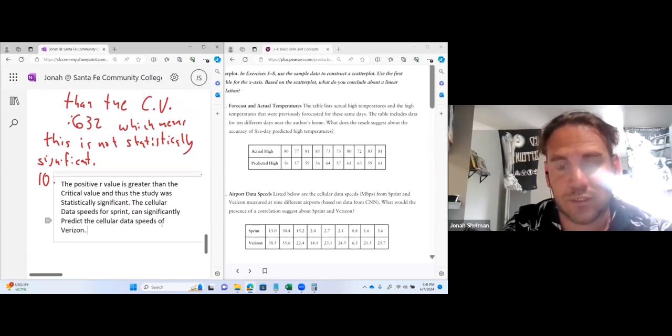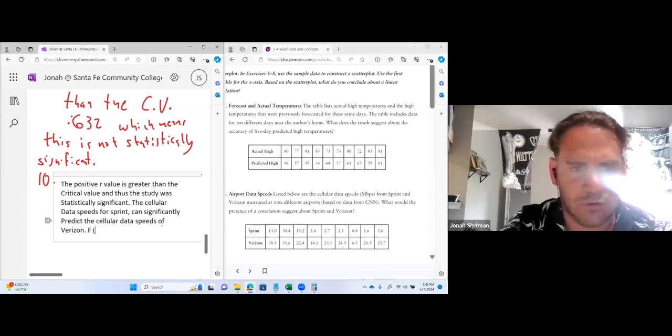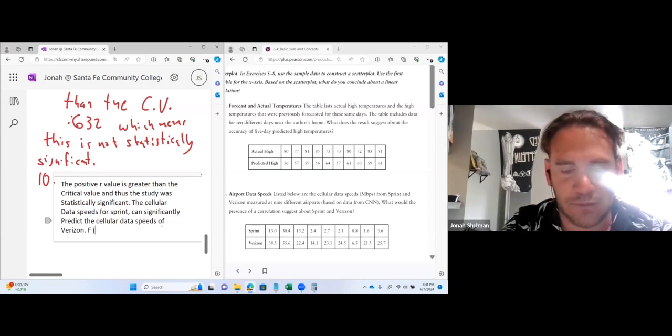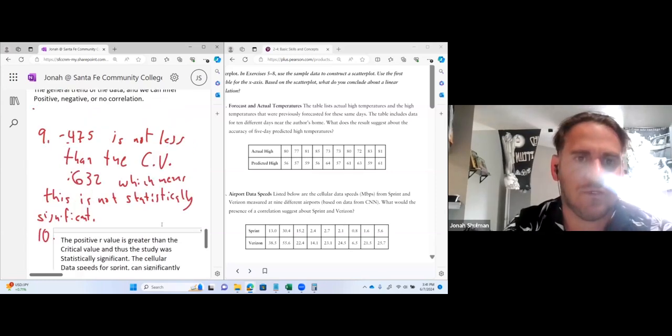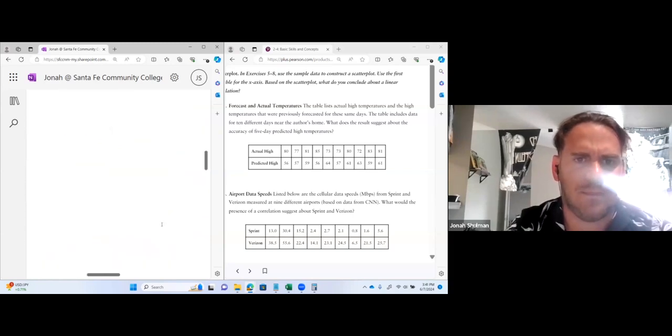Now, what would I do here? I'd actually put the formula. I'd have the F with the degrees of freedom. It would be 1,7 for the residuals, because the full degrees of freedom is 8, so those have to add to 8. Then I would put whatever this value is. And then I would put the rest of it, just like we did over here.